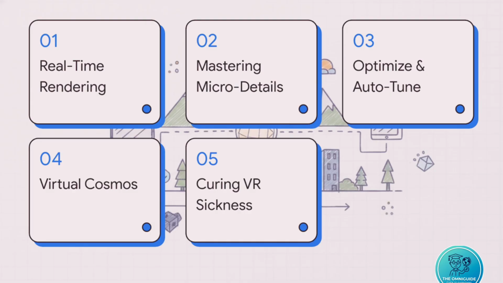Well, to understand how developers pull off this magic trick, here's our roadmap for today. 1. The real-time rendering challenge. 2. Mastering microdetails with Spire. 3. Optimization and auto-tuning. 4. Navigating the virtual cosmos. And finally, number 5, curing VR sickness.